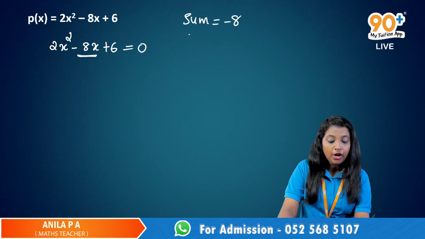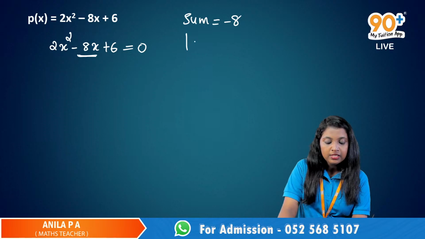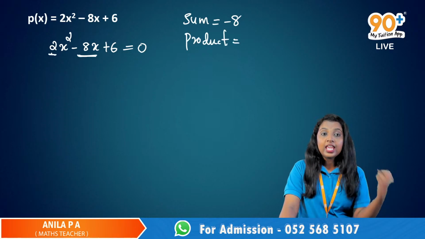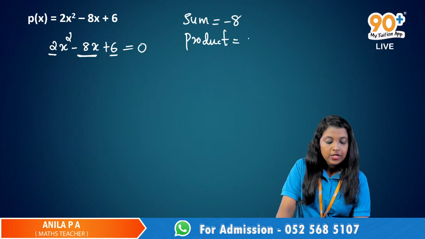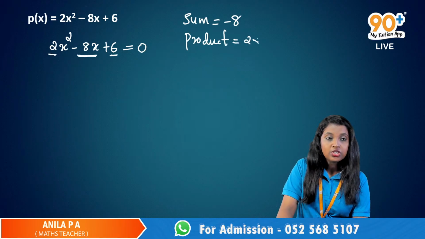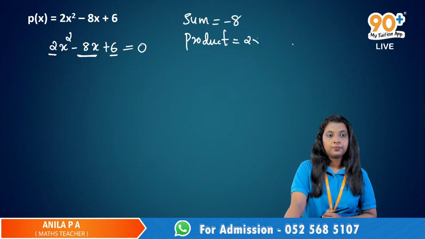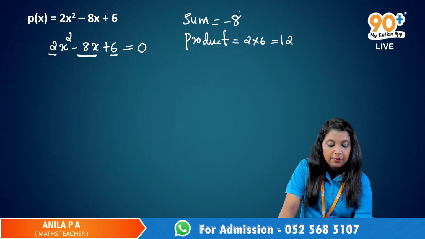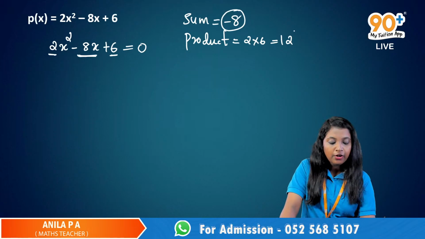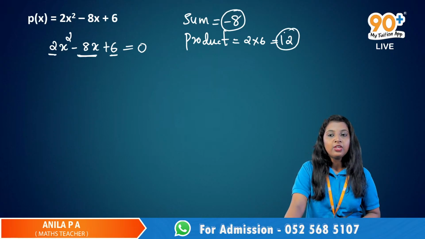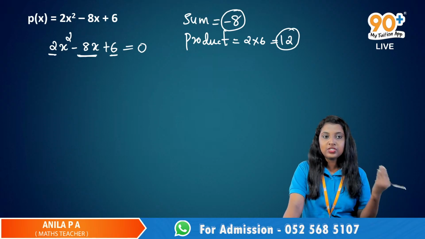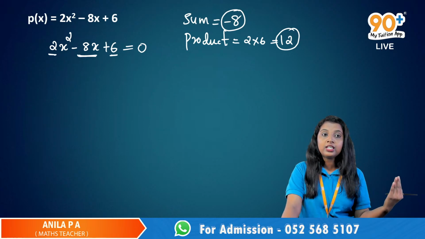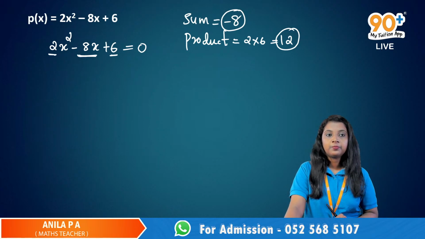And the product of those two numbers must be equal to the coefficient of x squared into the constant term. So it is 2 into 6, which is 12, must be the product. So we have to find two numbers such that the sum is negative 8 and the product is 12. Can you find two numbers such that their sum is negative 8 and the product is positive 12?